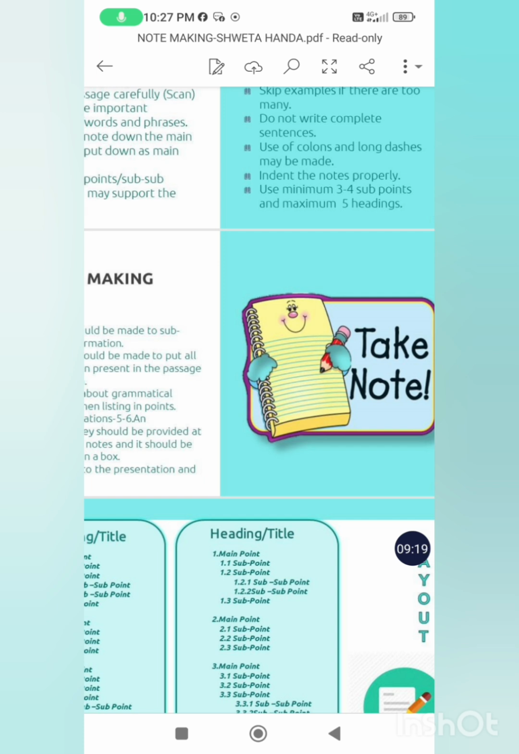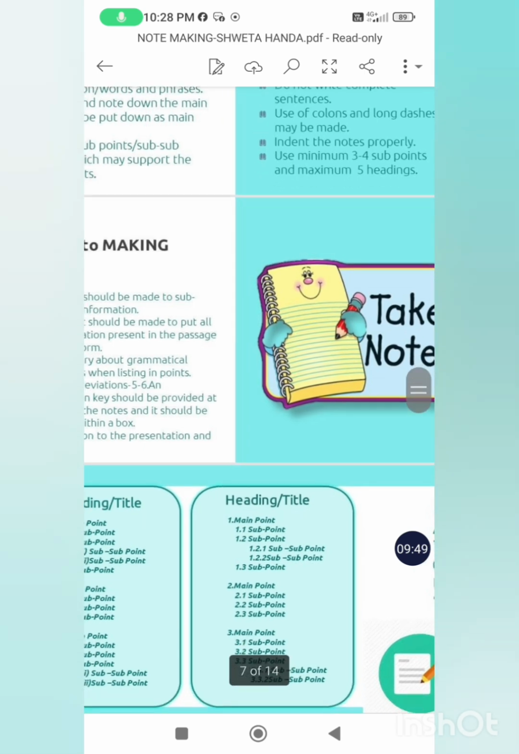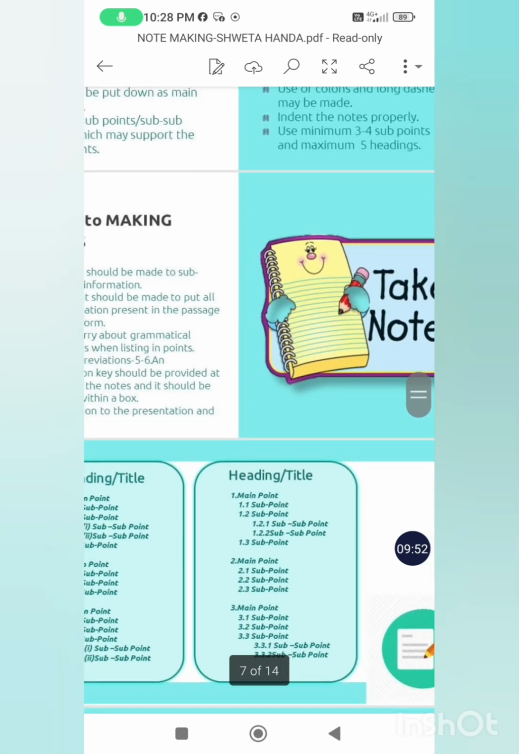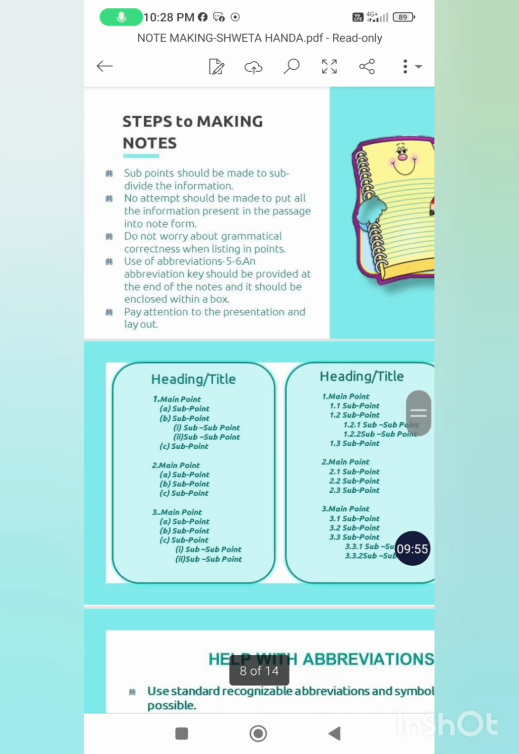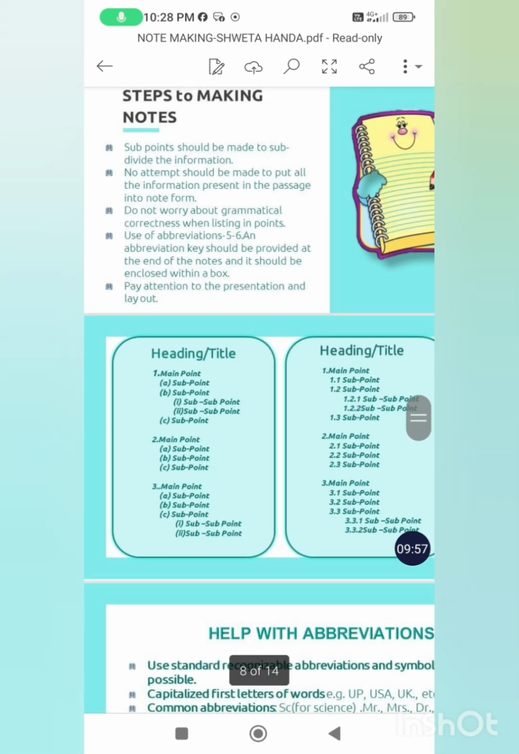Then you have to indent the notes properly. What do you have to do? You have to make sure, as I have explained, that you leave out the margins. So if you're writing 1, you have to leave a margin, and then 1.1 again leave a margin. You have to make sure that you are leaving more, so you have to indent basically. Indentation is nothing but it's about the space, it's about the margin. All right. Then use minimum 3-4 sub points and maximum 5 headings, as I've already spoken about in the class. Then steps to making notes.